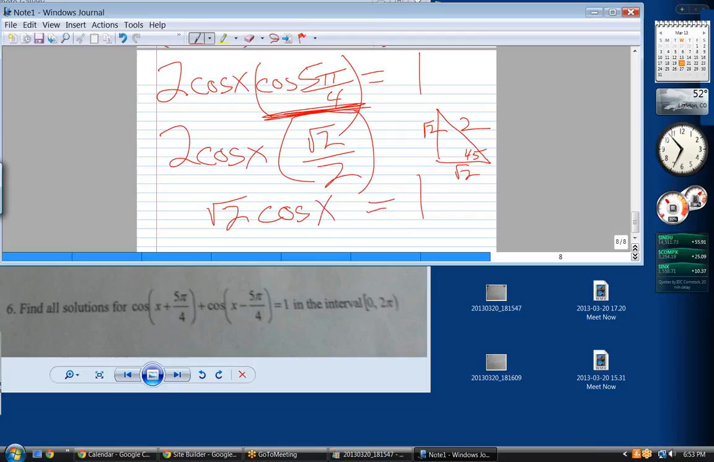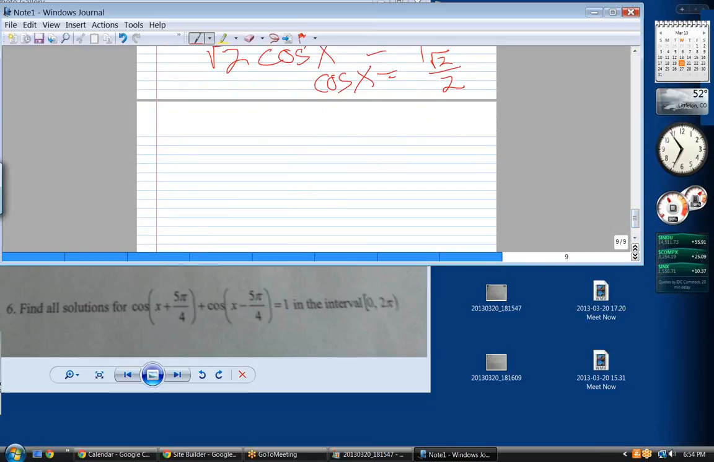You see that? In other words, this 2... Oh yeah, this is not cosine of square root of 2 over 2. This is a number that goes in front of this number. So the 2's do cancel, and then I'm left with square root of 2 cosine x equals 1. So cosine x would equal 1 over root 2. Or if I rationalize that, root 2 over 2. Okay, so x is equal to what?